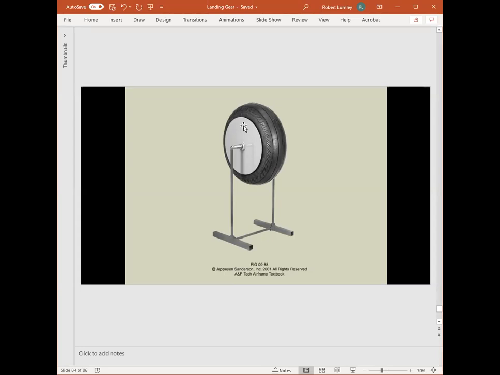Operating, handling, and tips, taxiing. Whenever you're taxiing, we want to taxi at a walking speed, nice and slow, using the nose wheel steering or differential braking and stuff like that. We've talked about taxiing quite a bit. Braking and pivoting, you know, it is what it is.